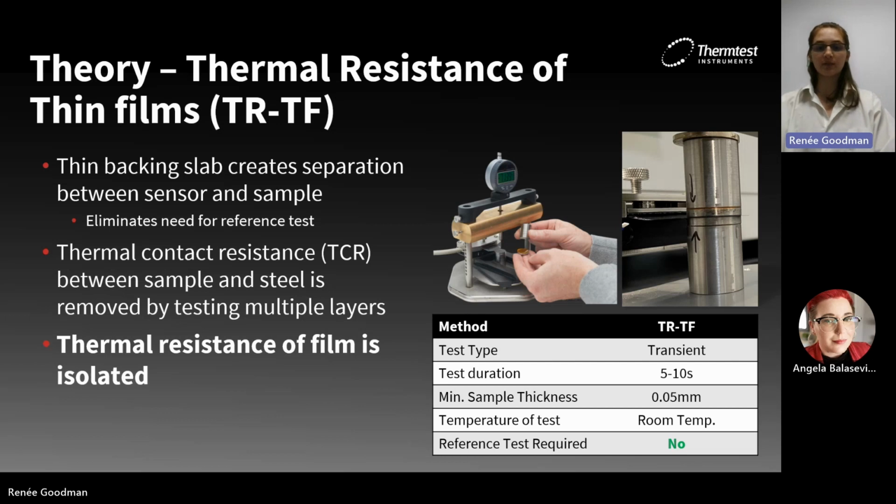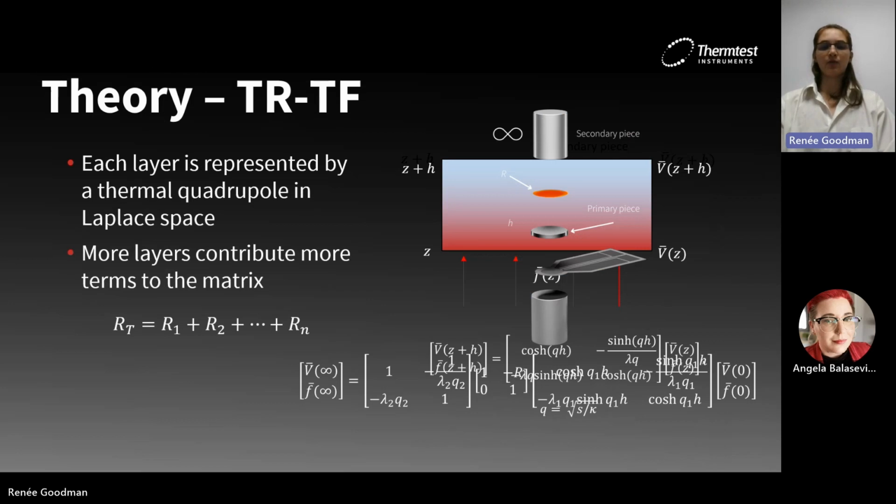We can partner this with the layering method in order to isolate the contact resistance that is left between the steel and the sample. So essentially what we're able to do is isolate the intrinsic thermal resistance of the film through one test. To actually get this number, we use what's called thermal quadrupoles. These thermal quadrupoles are examining the flux through any particular region, as well as the temperature at each boundary of the region.